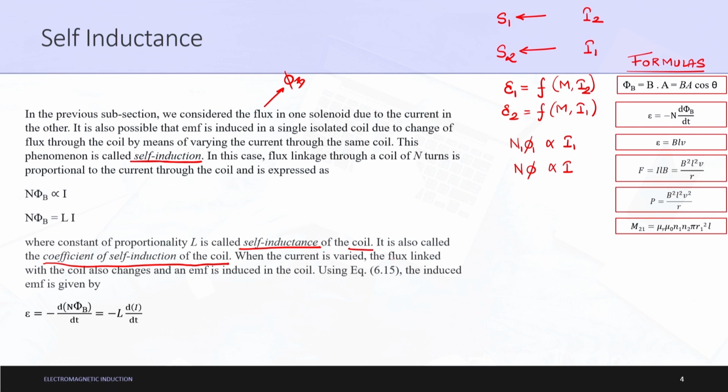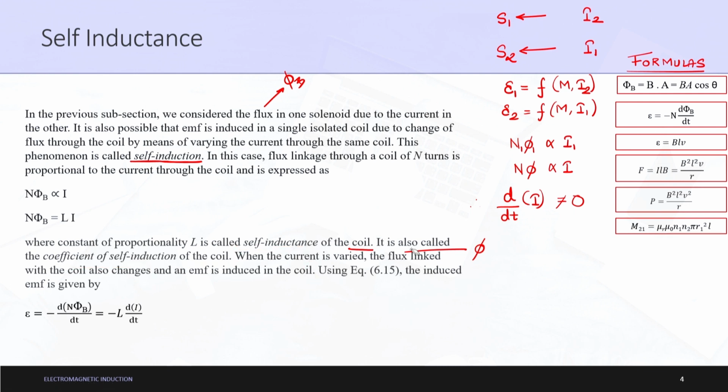When the current is varied, the flux linked with the coil also changes. When the current is varied with time, that is di by dt is not 0, the flux linked with the coil, phi, also changes, and hence an EMF is induced. What is the EMF value? EMF is nothing but minus d N phi by dt. So, if the flux is changed, then EMF is also induced. This is the only concept being talked about in this line.